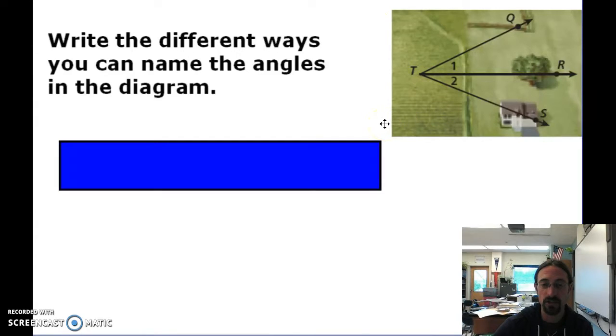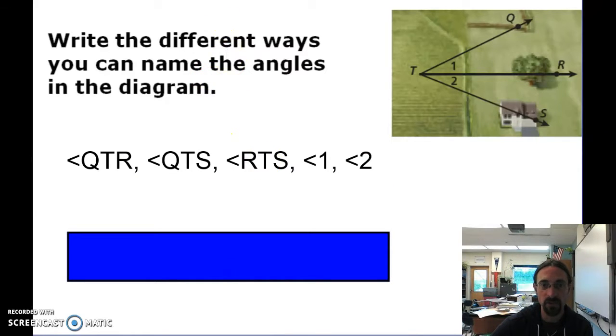All right, write the different ways you can name the angles in this diagram. Go ahead, I'd like you to try this, pause the video, and see what you come up with. Okay, welcome back. So, what did you get? You should have come up with something along these lines. QTR, now I don't have the angle symbol, so I'm just using this symbol on my keyboard.